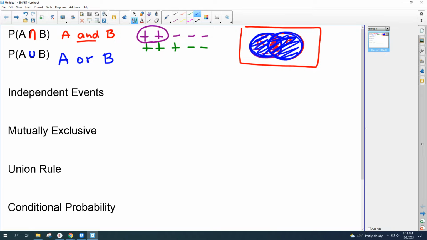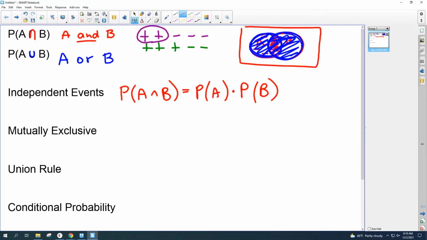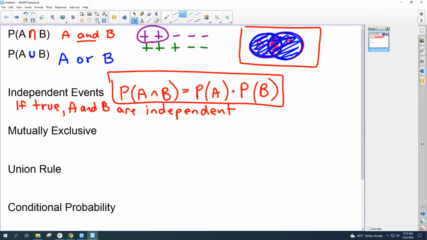So independent events. Two events are independent. We have a test for that, and we're going to look at this equation right here. Probability of A and B equals the probability of A times the probability of B. So get that formula down. That's how we check if we're talking about two independent events. A and B are independent if this is true. If this is a true statement, A and B are independent. So we've got a formula here. We're going to have several more.